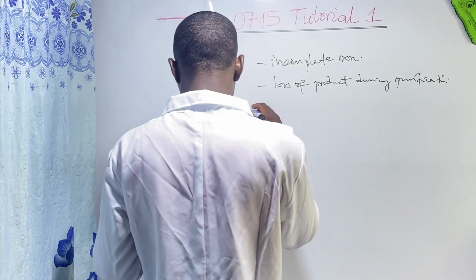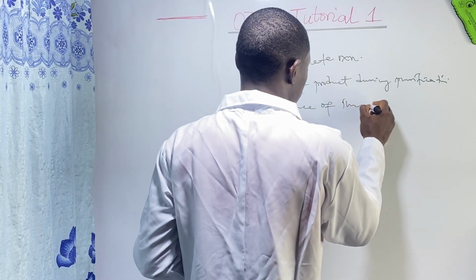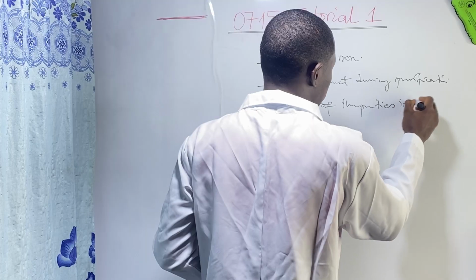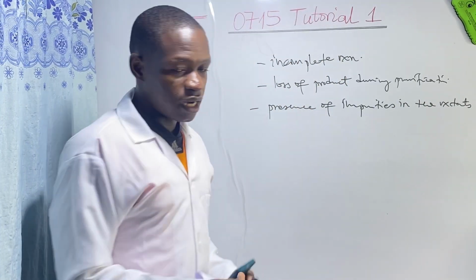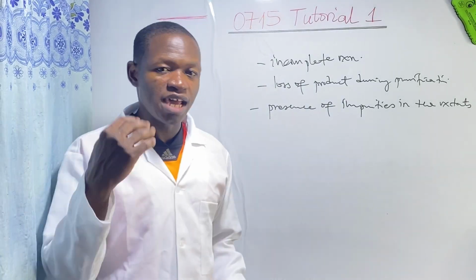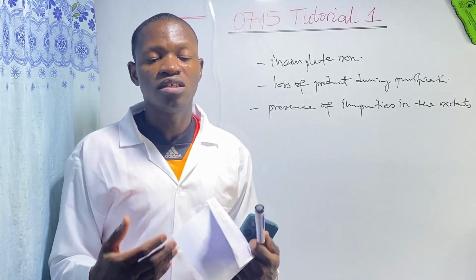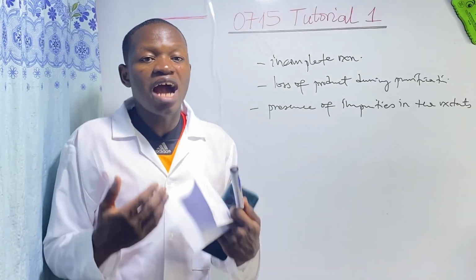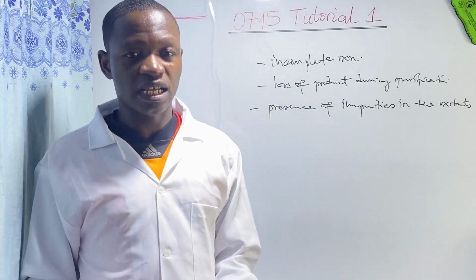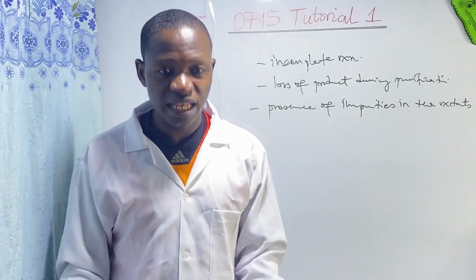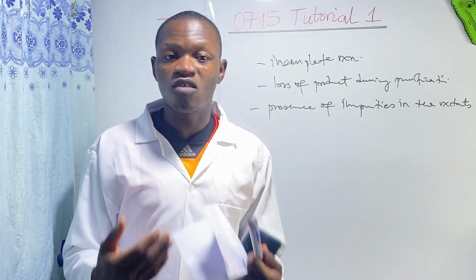Then the next reason for low percentage yield is presence of impurities in the reactants. Reactants react to give products. If reactants have impurities, those impurities can go into reaction, and as a result, they will influence the actual reaction that we expect. So impurities in reactants can bring about side reactions, or influence the actual yield of the reaction.